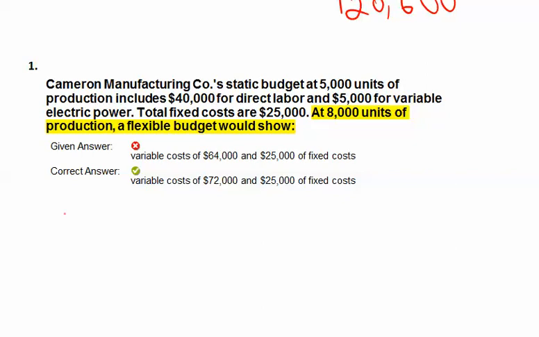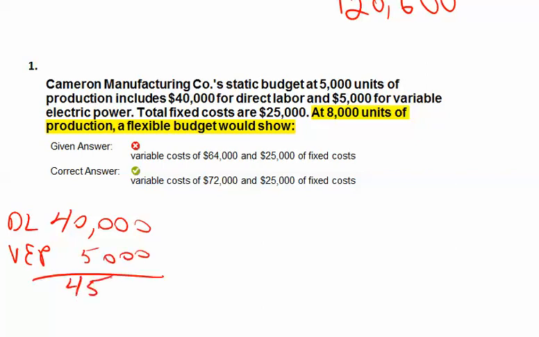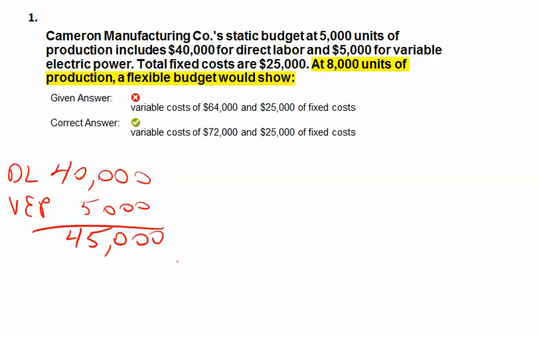So if I take the variable costs, which are $40,000 for my direct labor, and my variable electric power of $5,000, I get total variable costs of $45,000. Now that's at a level of 5,000 units. So I could just divide that by 5,000, and that'll give me the cost per unit, right? So that looks like what, $9? If my math is right, and don't ever trust my math.